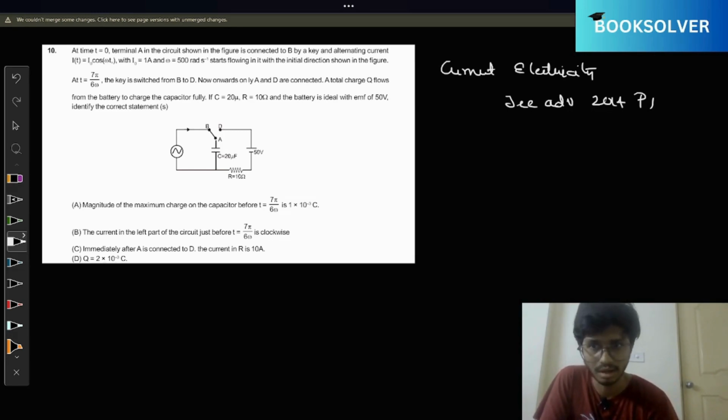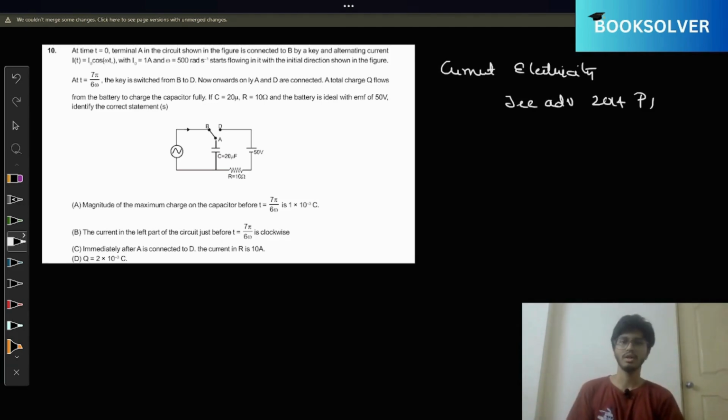And an alternating current I(t) equal to this, where I naught is equal to 1 ampere and omega is equal to 5 rad per second, starts flowing in it with the initial direction shown in the figure. At t equals 7 pi by 6 omega, the key is switched from B to D. Now onwards, only A and D are connected. A total charge Q flows from the battery to charge the capacitor fully.